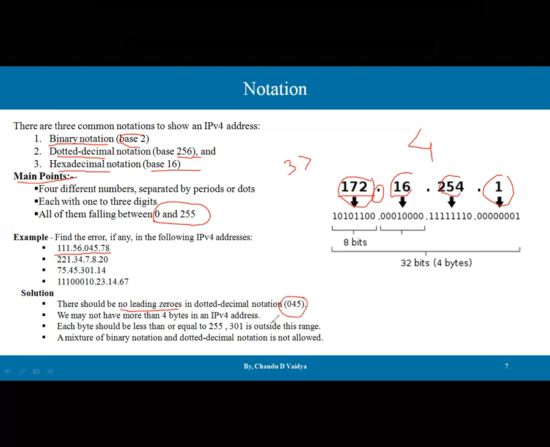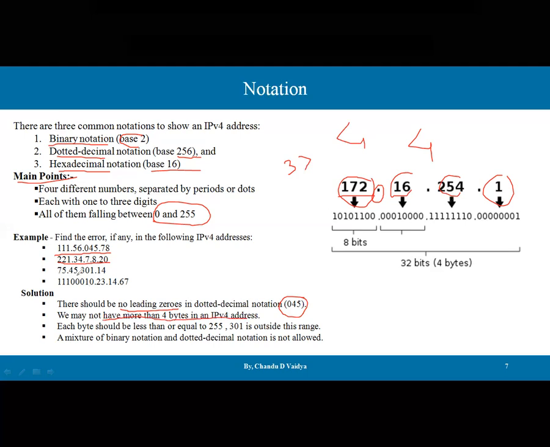So we cannot assign any leading zero in any octet. Let's take the second one, 221.334.7.8.20. As I told you, IP version 4 has only 4 octets. Here there are 5 octets, so there are more than 4 bytes in this IP address. It is not going to be allowed. Only 4 octets are going to be allowed.